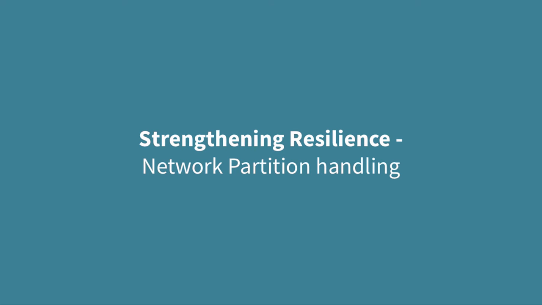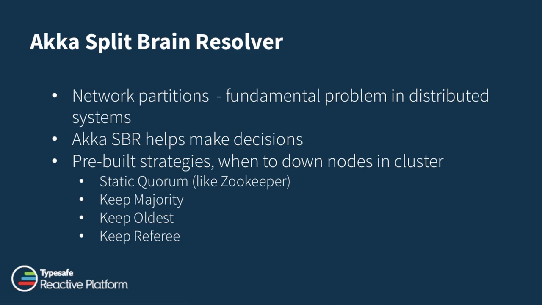So let's talk about strengthening resilience, and that comes with network partition handling, right? If you have a network partition, it's literally going to make your application say, I don't see all of the nodes that are part of my cluster. And this is really tricky. We have pre-built strategies built into Akka SBR, the split brain resolver. And they break down into something called static quorum, which is very much like the way Zookeeper handles things. We have something called keep majority, keep oldest, and keep referee. And I'm going to explain these in more detail shortly.